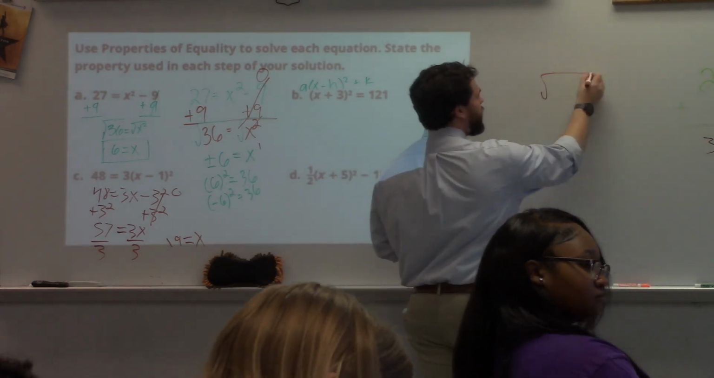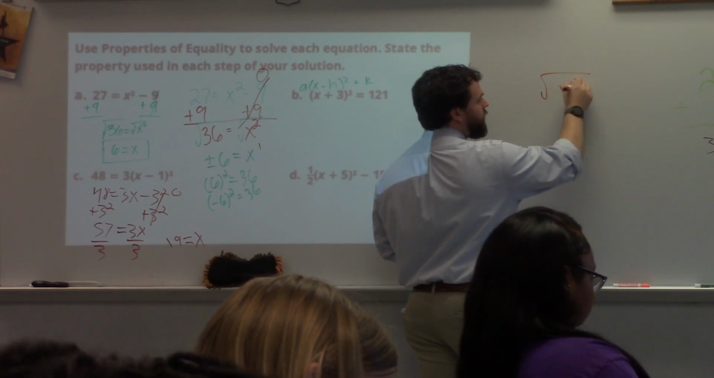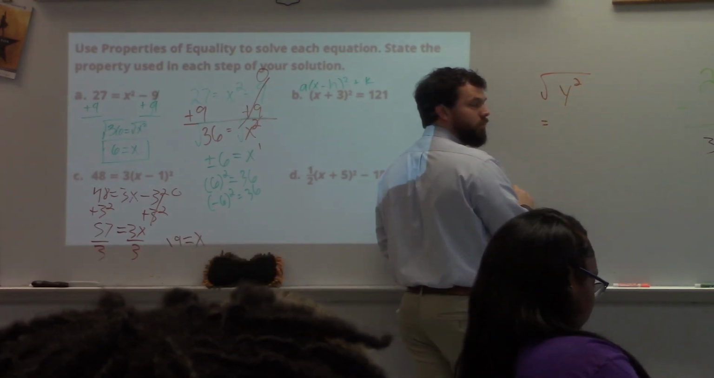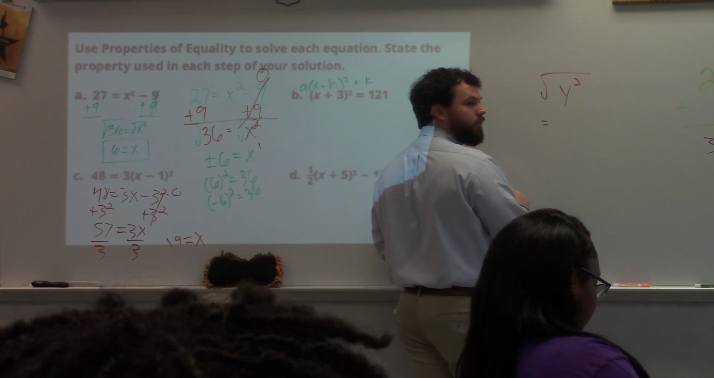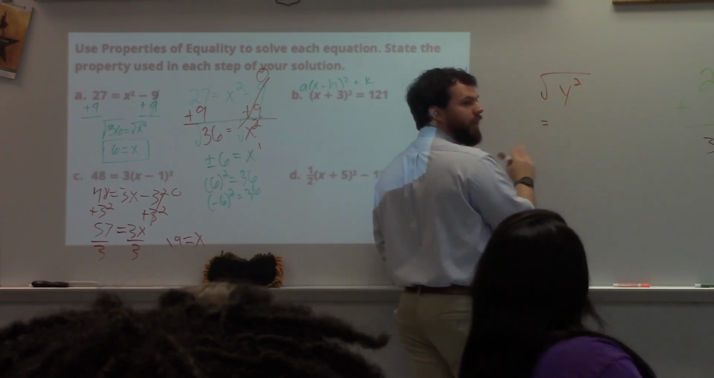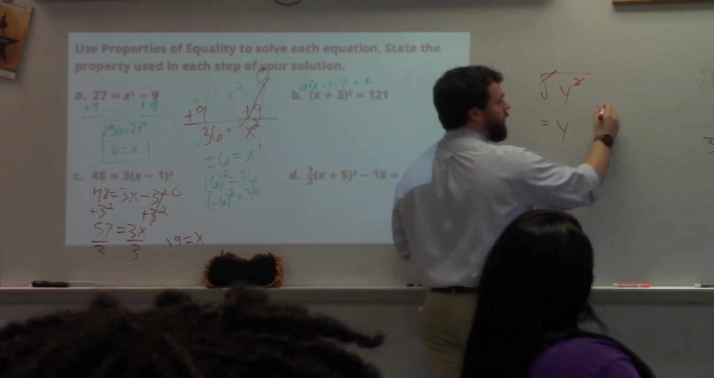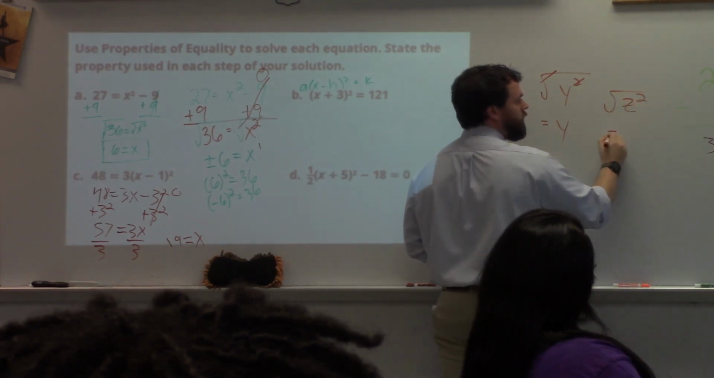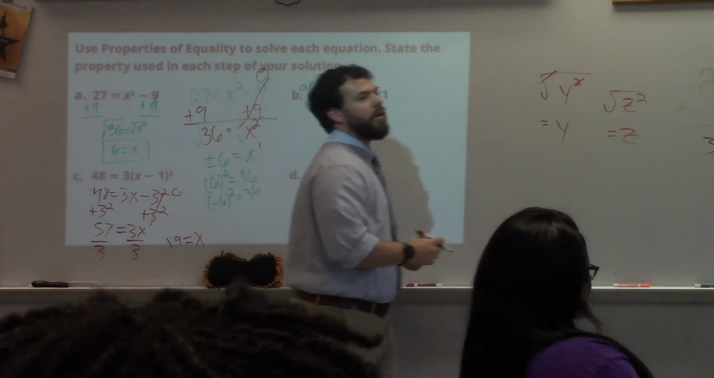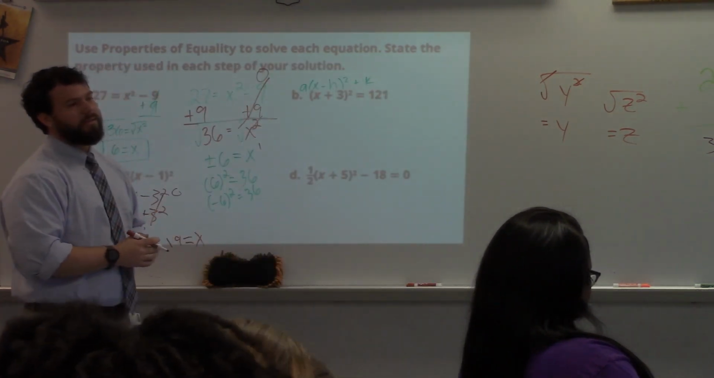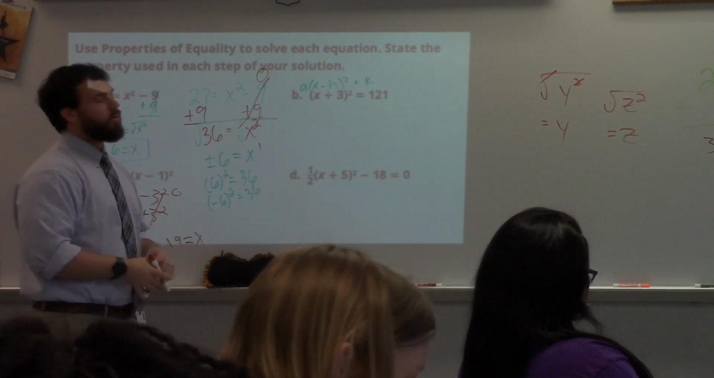The square root of y squared would be? Well, the square root and the square are inverses, right? They cancel each other out. Okay, square root of z squared? So z. Okay. Alright. That's it. The point of that inverse is that it cancels it out, creating that exponent of 1.